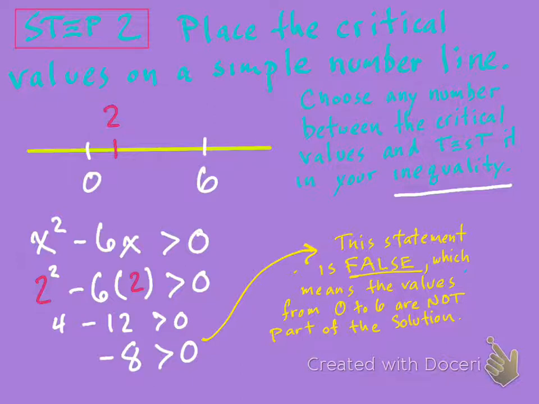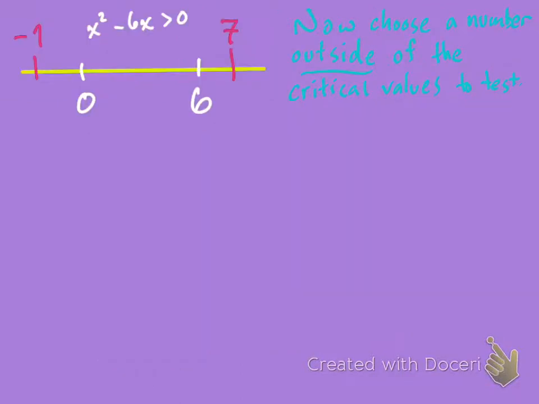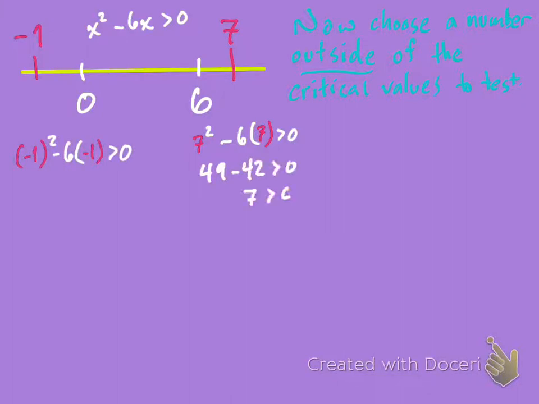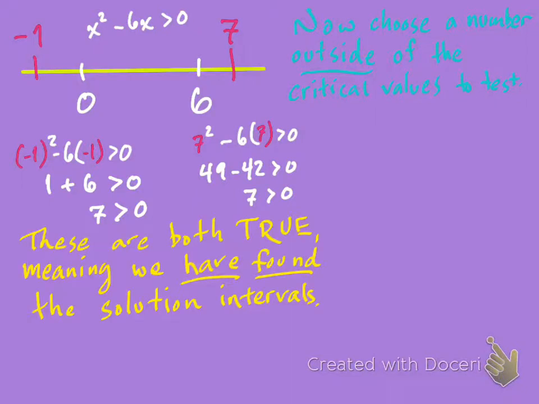So that 0 to 6 interval does not work. So what we're going to do then is try to test numbers outside of that interval, such as -1 or +7. All right, and we're going to replace those numbers into the inequality, replacing x, I mean. So when you work that out, for both of them, we happen to get the same statement, 7 greater than 0. Those are true statements, all right? And that means that we have found the solution intervals.